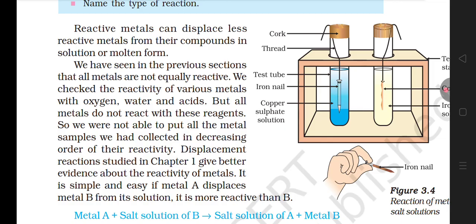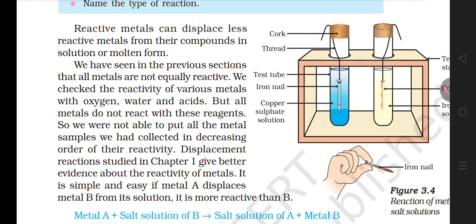Okay, so in chapter 1 you read about displacement reactions, in which a metal with higher reactivity displaces the metal which has lower reactivity. Now what is given in the next part? Let's read it. Displacement reactions studied in chapter 1 give better evidence about the reactivity of metals. It's simple and easy. If metal A displaces metal B from its solution, it means that metal A is more reactive than metal B. So metal A plus salt solution of B will give us salt solution of A plus metal B.